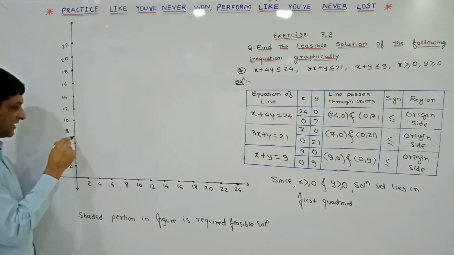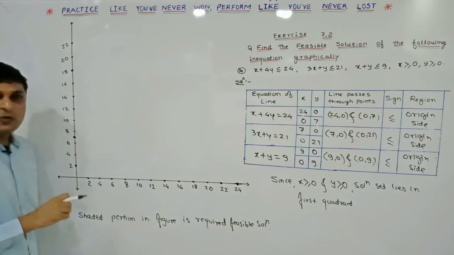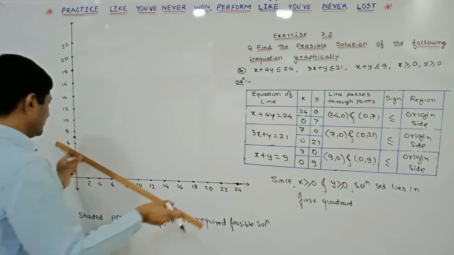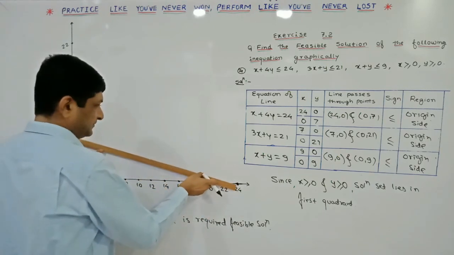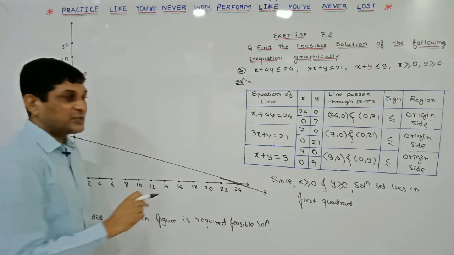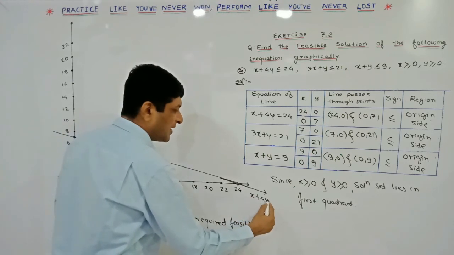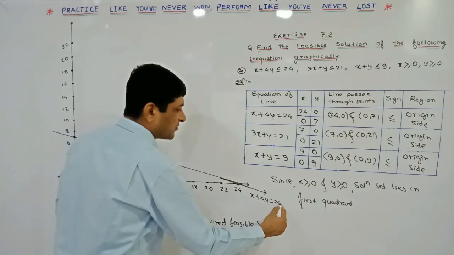7 lies somewhere in between 6 and 8. So in this way we have got the coordinates of 2 points on this line. Let us draw a line passing through these 2 points. And what is the equation of the first line? x + 4y = 24.